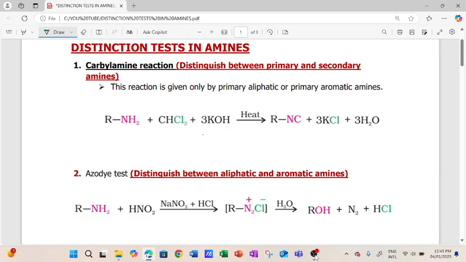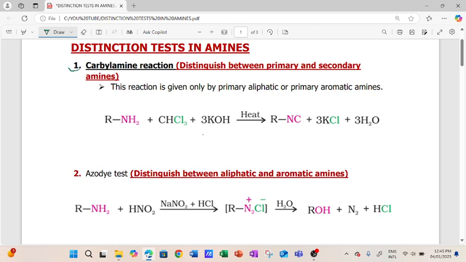Hi friends, today we are going to distinguish between different types of amines. So amines are of different types like primary, secondary, tertiary, aliphatic, aromatic. So how can we distinguish these amines by using some chemical test? That's what we are going to discuss today.